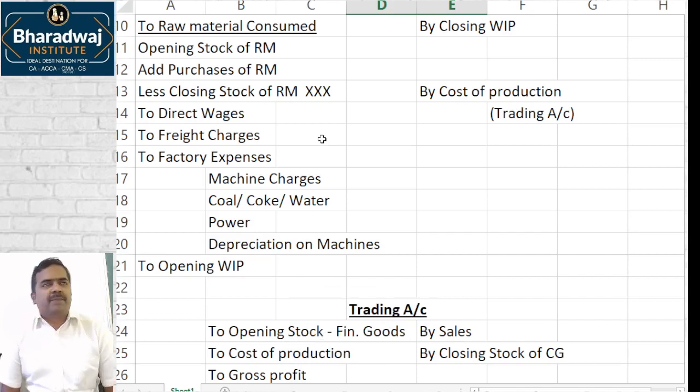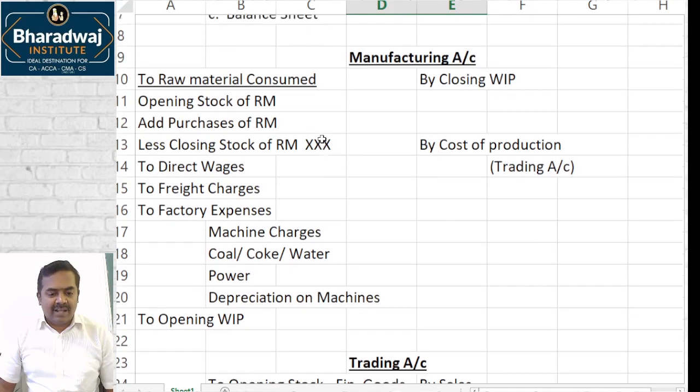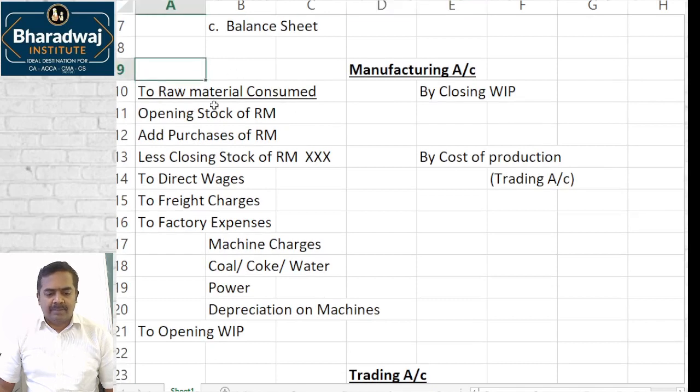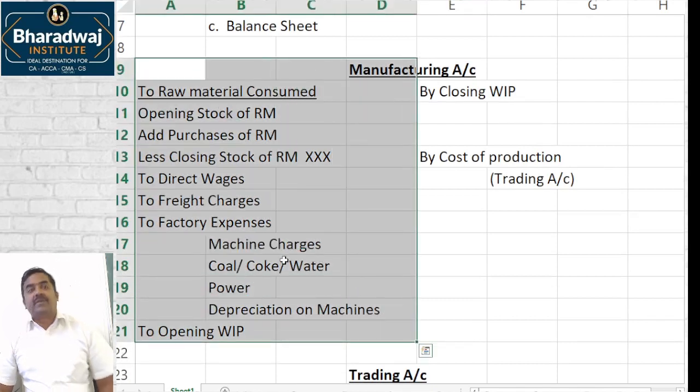Actually, the preparation of the manufacturing, trading and P&L account is there only for CA Foundation, no other course level. Even at the Inter level you will not learn this; at the Foundation level you will learn this. At the Inter level, you will learn this in costing, in the form of a cost sheet.